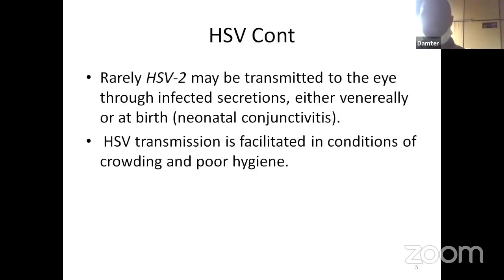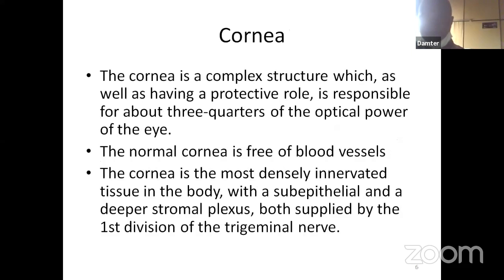Rarely, herpes simplex 2 may be transmitted to the eye through infectious secretions by direct inoculation, or congenitally as the baby is passing through the birth canal. Herpes simplex virus transmission is facilitated in conditions of crowding and poor hygiene.